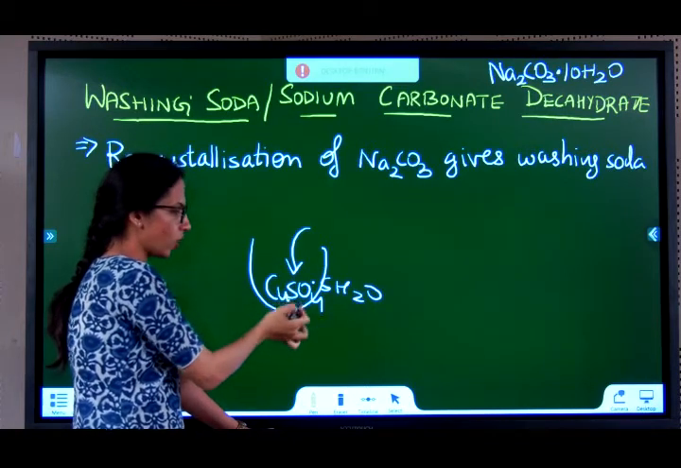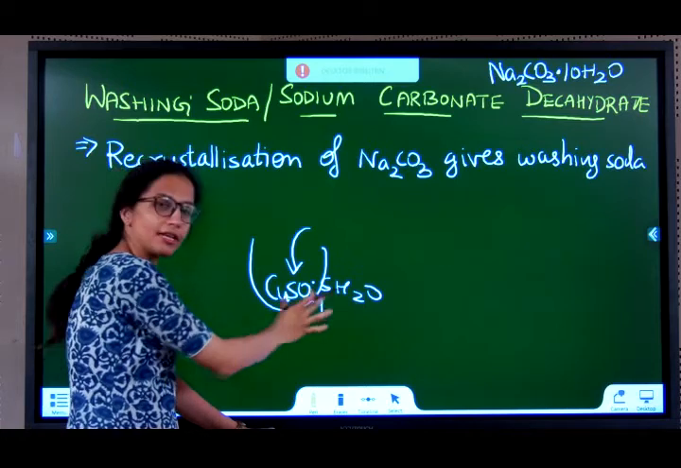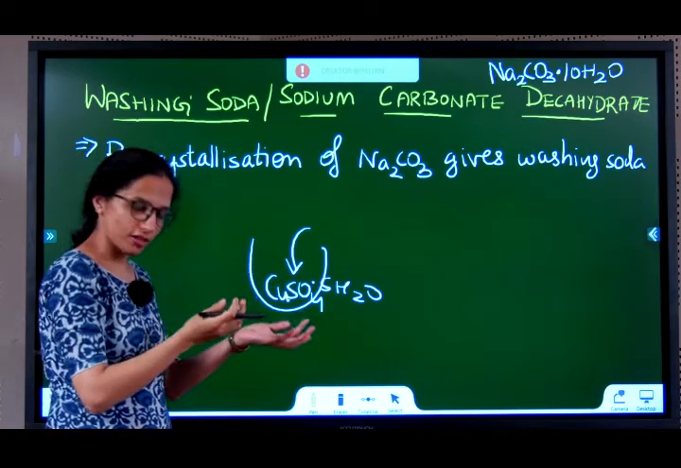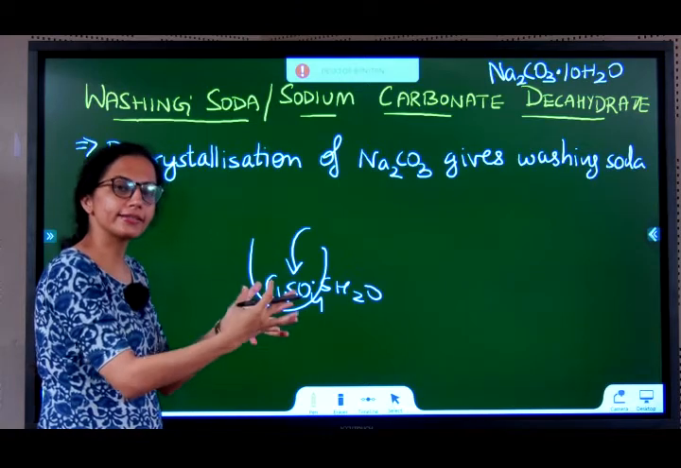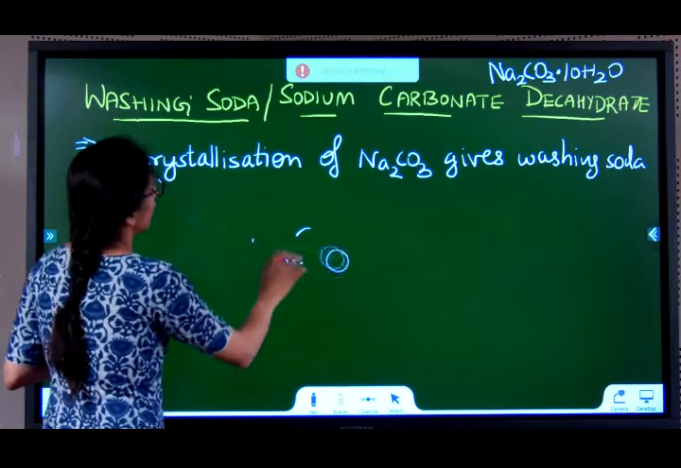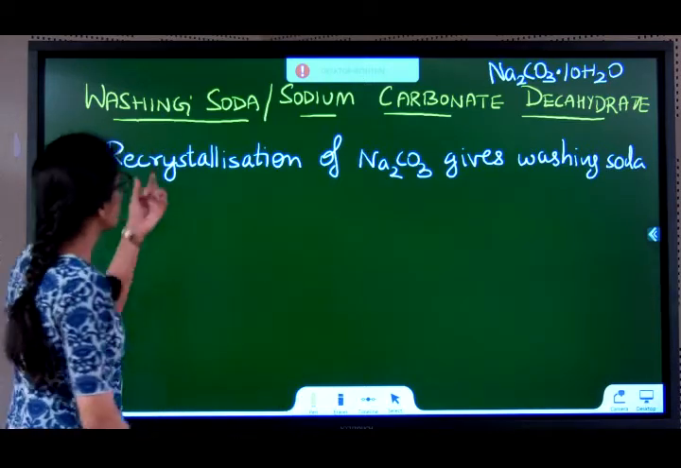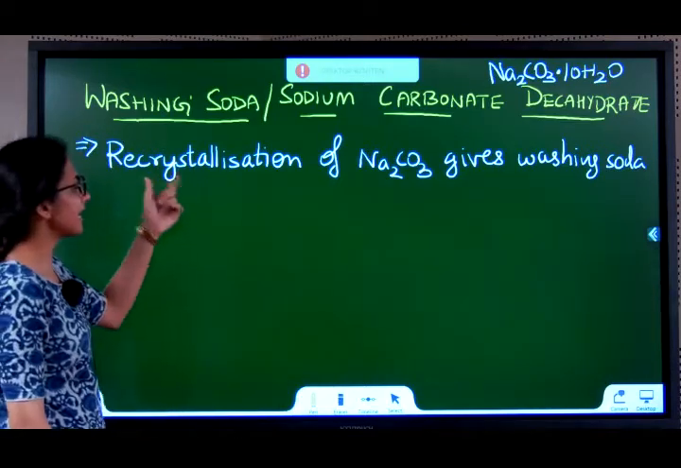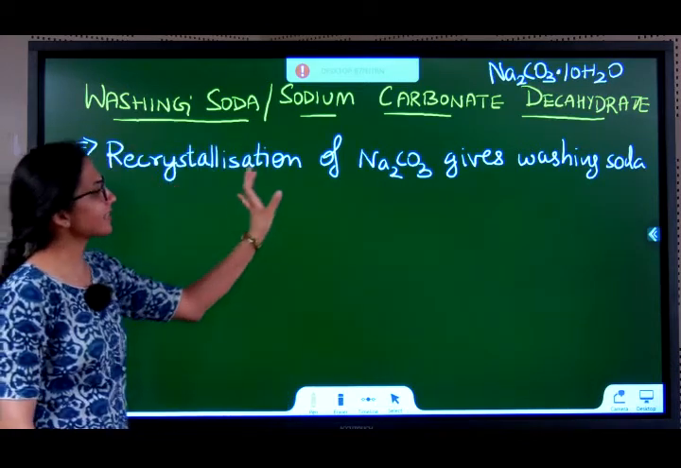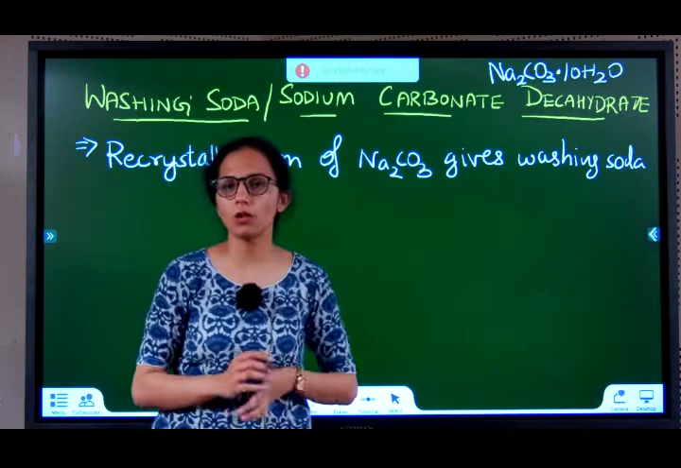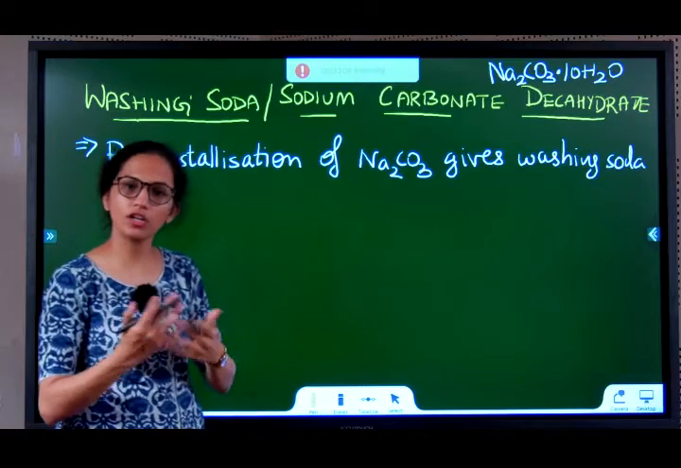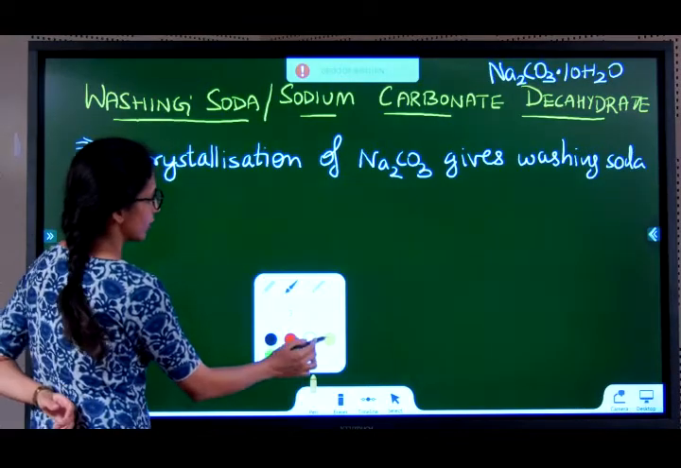So when you're adding water to the salt in order to make it a hydrated salt, this is called recrystallization. It is the salt, you're adding back water to make it crystals. So recrystallization. So how is washing soda prepared? Washing soda is prepared by the recrystallization of sodium carbonate. Or recrystallization of sodium carbonate gives washing soda. So now the point is, from where do I get sodium carbonate? We already learnt. How do you get sodium carbonate?